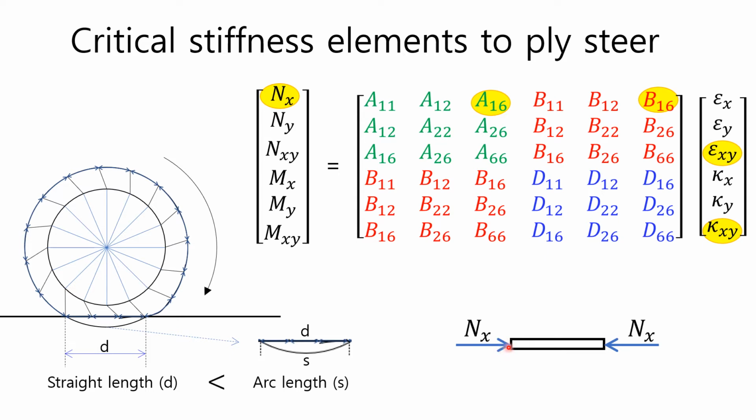If the cross-coupling matrix elements A16 and B16 related to the longitudinal force have non-zero values, they produce the cross-coupling deformation, and we end up with plies tear. Therefore, we must make them zeros. For this, the combination order of belt layers is important. Let's see in what order the belt layers should be assembled in order to eliminate the cross-coupling stiffness.